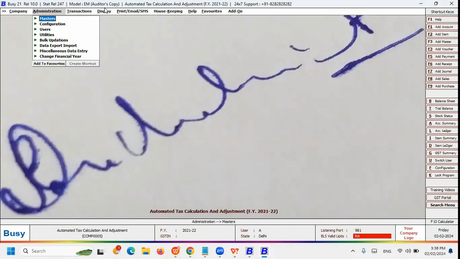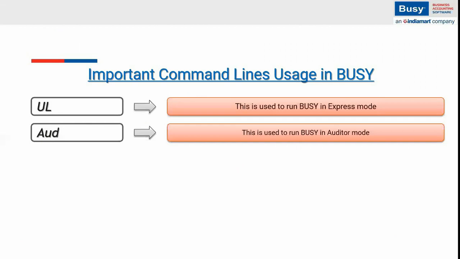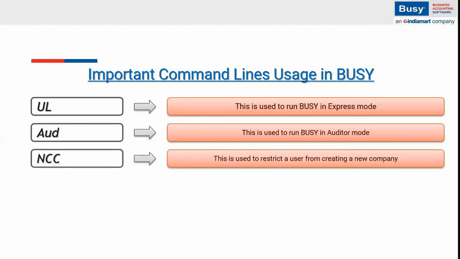But auditors cannot change any data. They can just view the data. They cannot enter any data. So this is how the auditor's copy will work. The auditor's copy command line argument is AUD. So the next command line argument I'm going to tell you today is NCC.